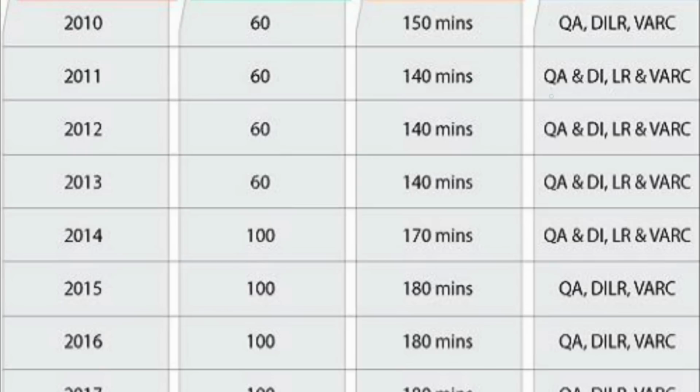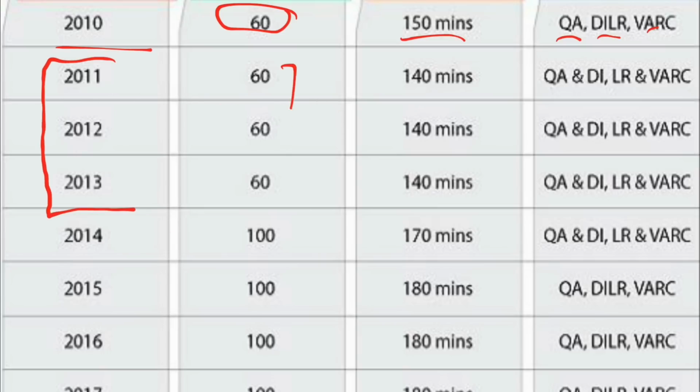So let's look at the history of the CAT exam, how often the changes have come. I'm going to compare the data from 2010 to 2020. So 60 questions used to be there, 150 minutes across three sections, quant, DILR and verbal. Then 2021, 2022, 2023, for 3 years the pattern was same, 60 questions and 140 minutes. Three sections. Quant and DI, one section, verbal and logic, one section. So they made two sections. So that was a change.